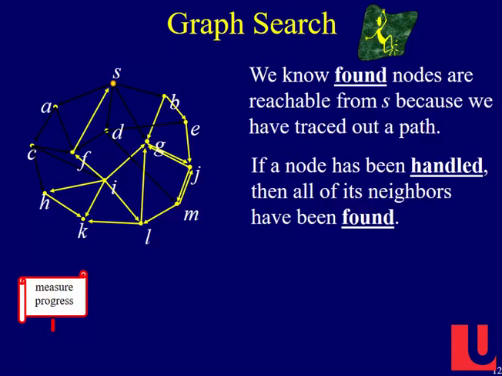Number of nodes that are... Right, so I've heard two answers out there. You could say it's the number of nodes that have been found, because we keep finding nodes. Is this a good measure of progress? What do we need as our measure?